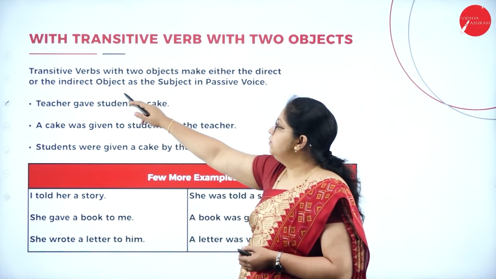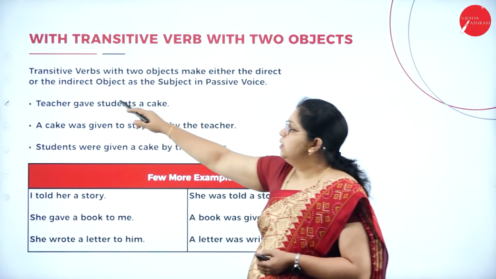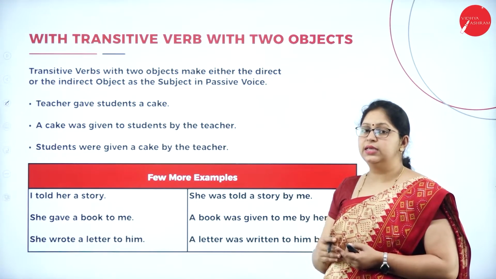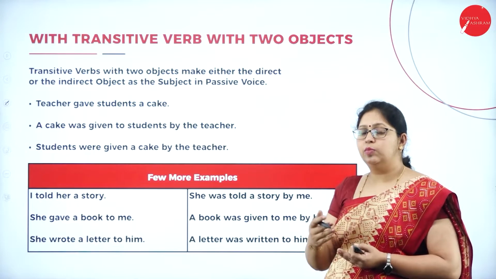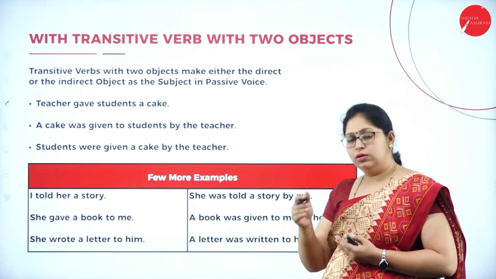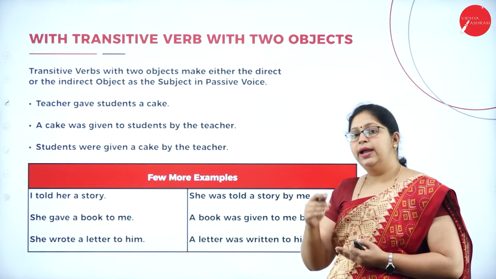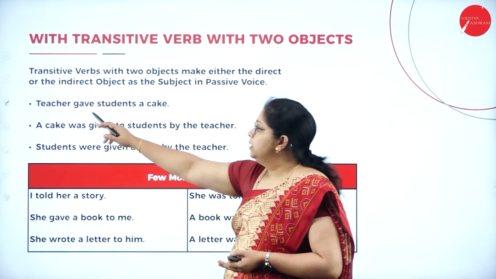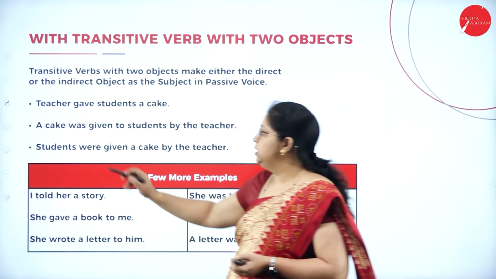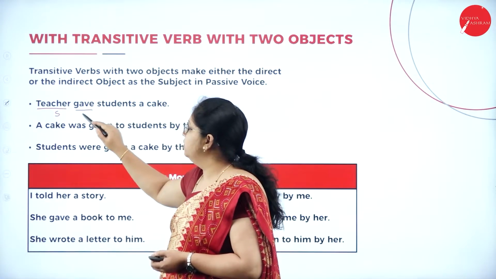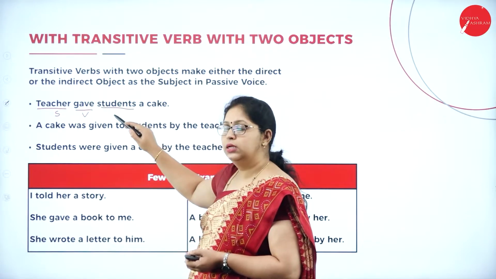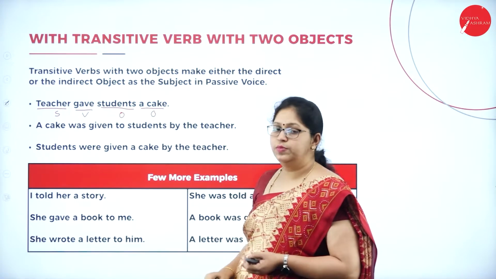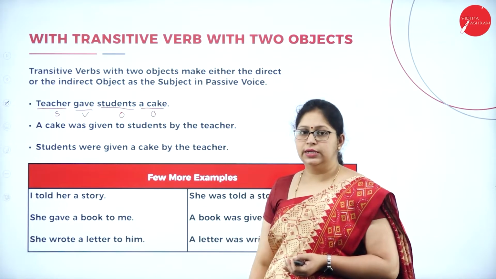Let us see. Transitive verbs with two objects make either the direct or the indirect object the subject in passive voice. If there are two objects, again we differentiate them as direct object and indirect object. Direct object means directly who is receiving the action from the subject, and if it is through the direct object, then it is called the indirect object. Teacher gave students a cake. Teacher is the subject, gave is the verb, students is the object. What did she give? She gave a cake. So, this is also an object. We have two objects in this sentence, right?